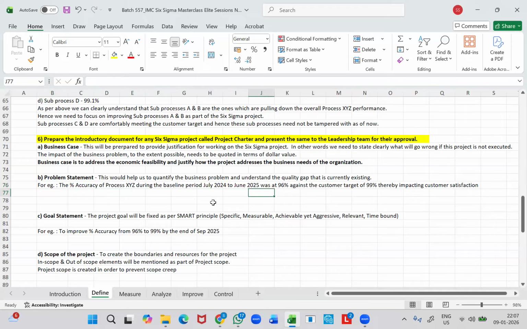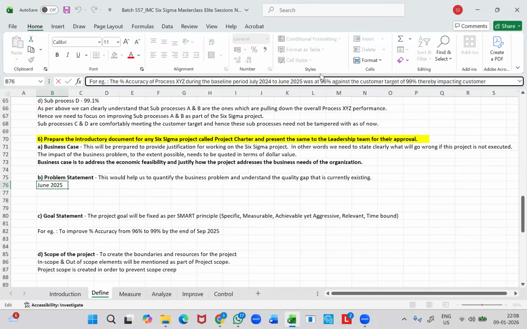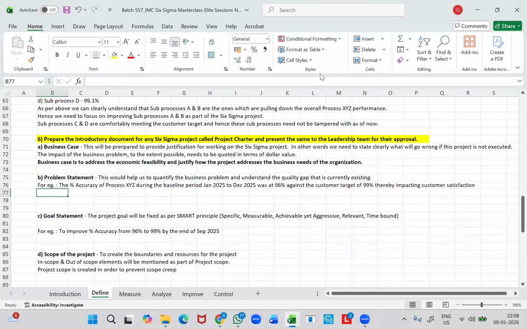So when we measured accuracy percentage, considering this baseline period, July 2024 to June 2025, it was only 96% against the customer target of 99%, thereby impacting customer satisfaction. Let me provide the latest 1 year period. This document was prepared some time back, so we have the baseline period as July 2024 to June 2025. Now that we are in January 2026, I will have the baseline period as Jan 2025 to December 2025, right? So Jan 2025 to December 2025.